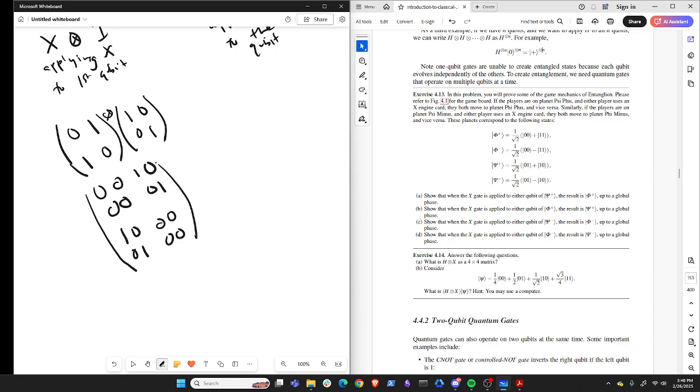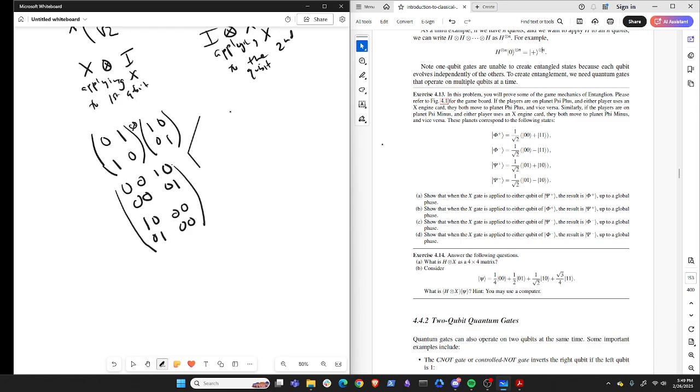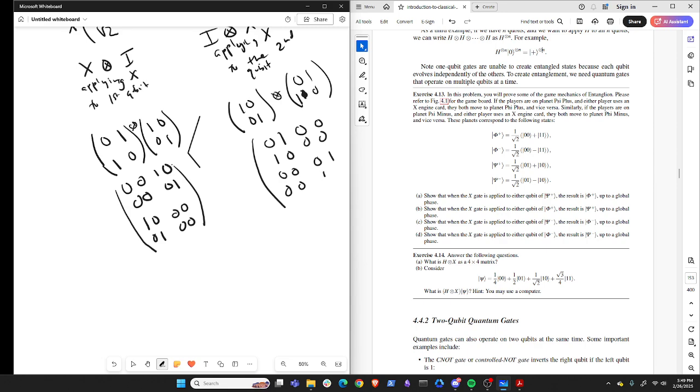We'll also solve for the identity matrix this time, tensor product with X. That's 1, 0. We wind up with 0, 1, 1, 0. All zeros here, all zeros here, and 0, 1, 1, 0. So these are the two matrix forms of these two gate sequences.